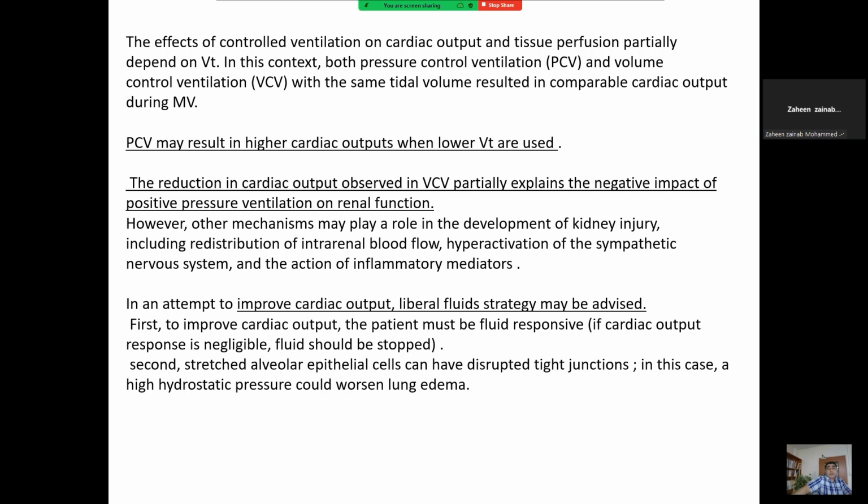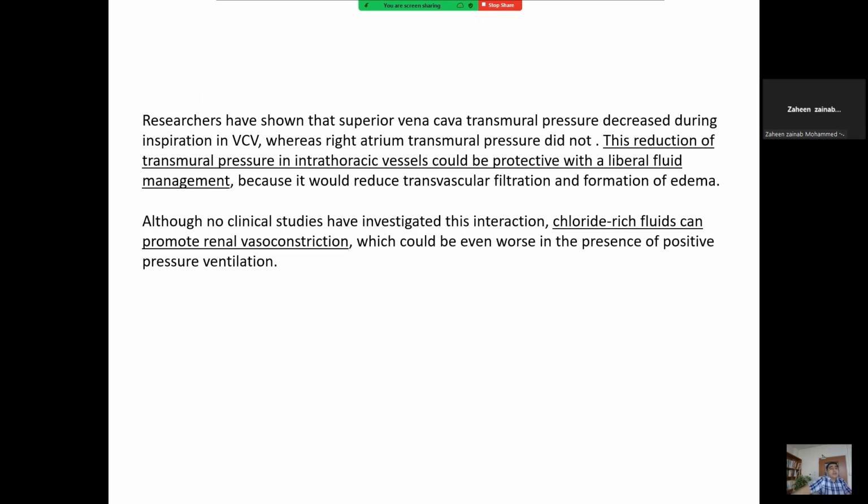Second, stretched alveolar epithelial cells can have disrupted tight junctions. In this case, a high hydrostatic pressure could worsen lung edema. Research has shown that superior vena cava transmural pressure decreased during inspiration in volume controlled ventilation, whereas right atrium transmural pressure did not. This reduction of transmural pressure in the intrathoracic vessels could be protective with a liberal fluid management because it would reduce transvascular filtration and formation of edema.